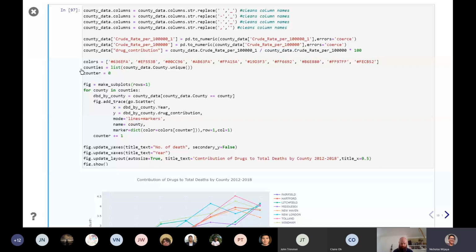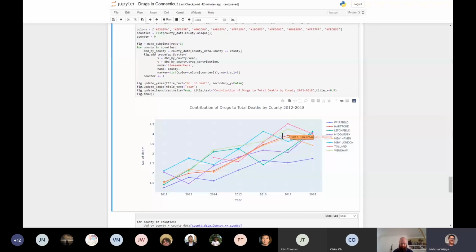So this is a graph that I plotted for the ratio of death by drugs to total deaths by county. Essentially what this ratio does is show us just how significant the impact of drug deaths is to the general mortality rate. And as we can see, there's an upward trend over the years.